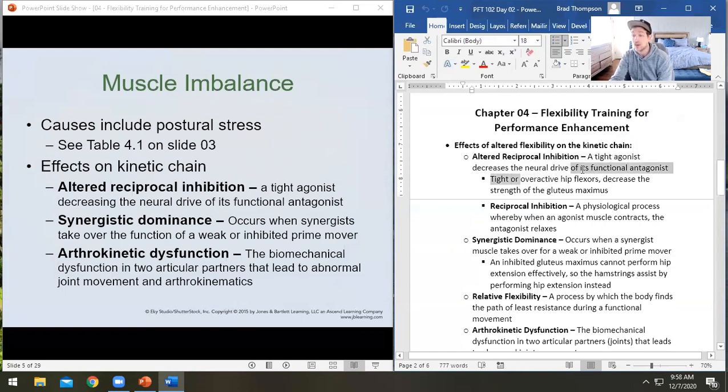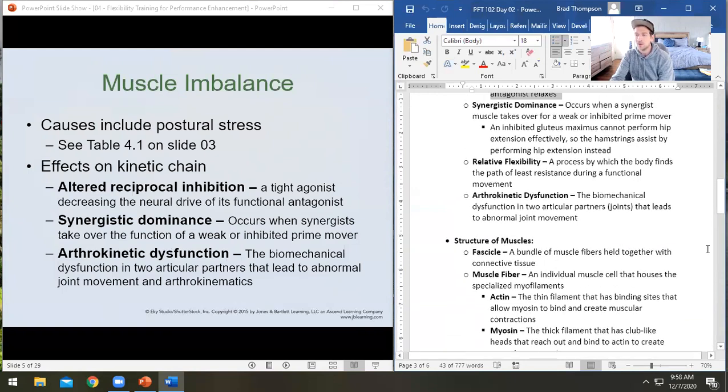So a tight or overactive hip flexor might decrease the strength of your glutes, causing an anterior pelvic tilt, or maybe just causing a loss of glute strength. And so that's altered reciprocal inhibition. Now, when that happens, your body still wants to do the job. You still want to squat. You still want to do whatever it is you're doing.